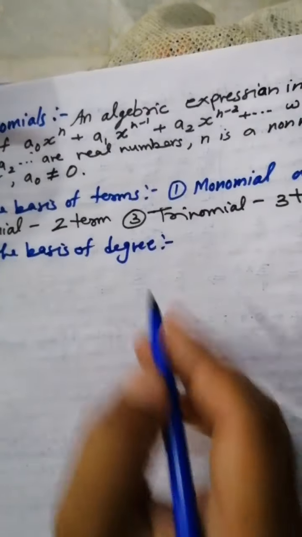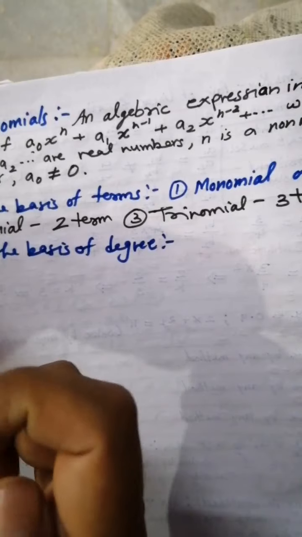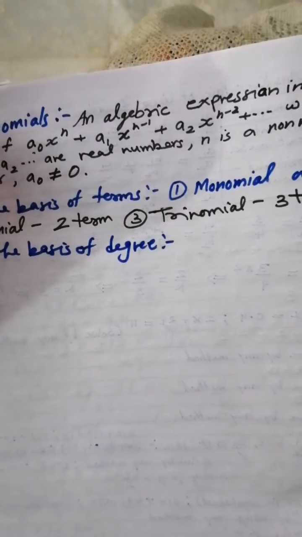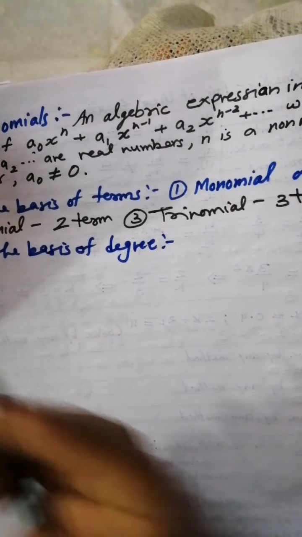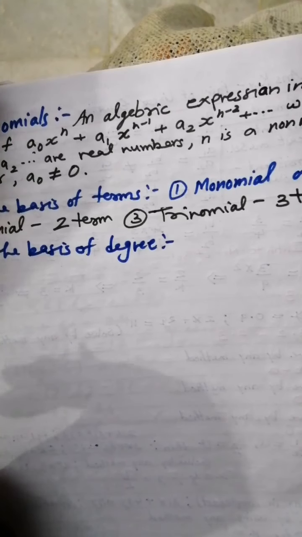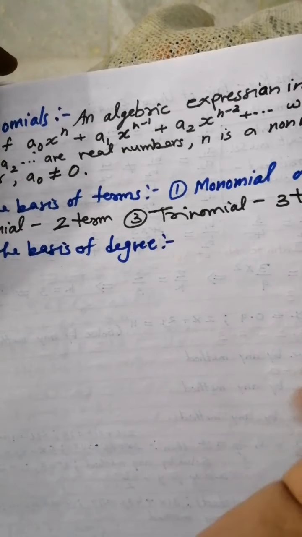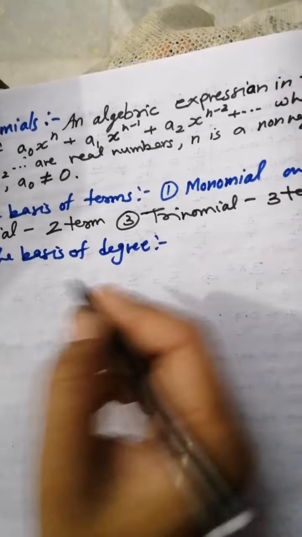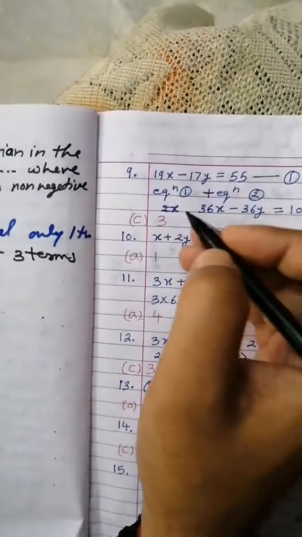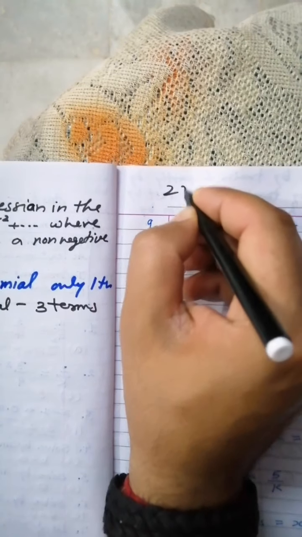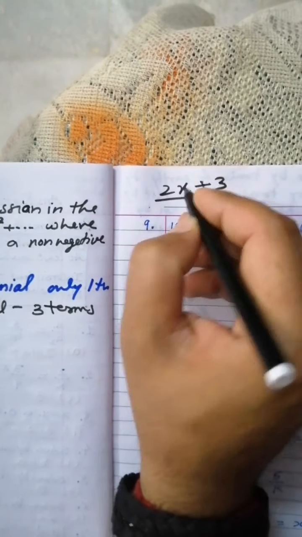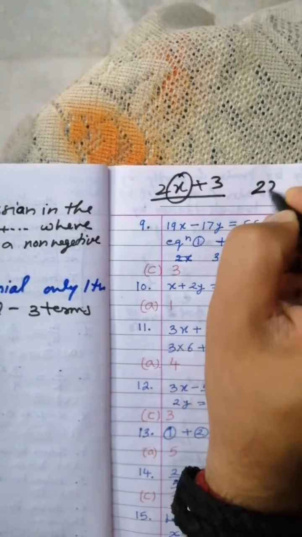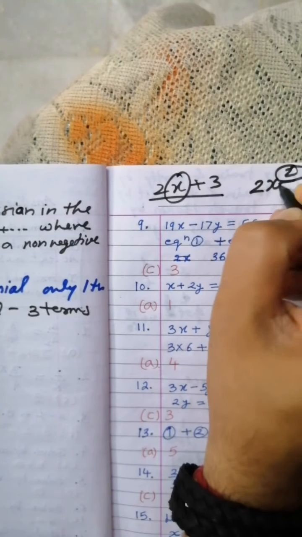Now first, that is degree. So here we can say degree means the maximum power. The highest power of any polynomial is called degree, and it should be the power of a variable. Here we can take an example. If I am writing 2x plus 3, it is 2x, only degree 1. If I am writing 2x square, this power is called degree.